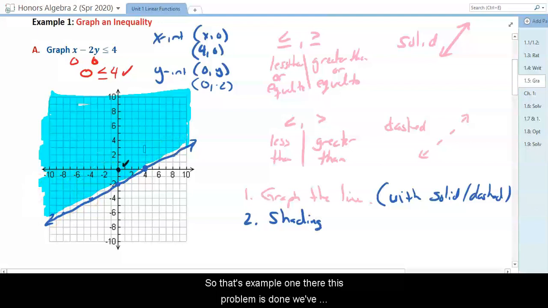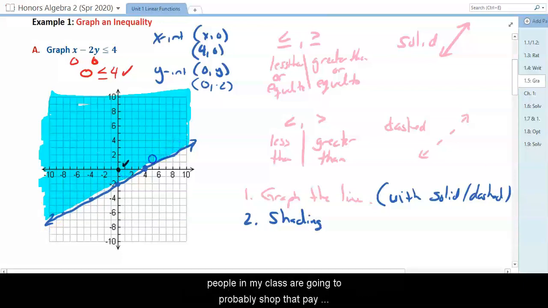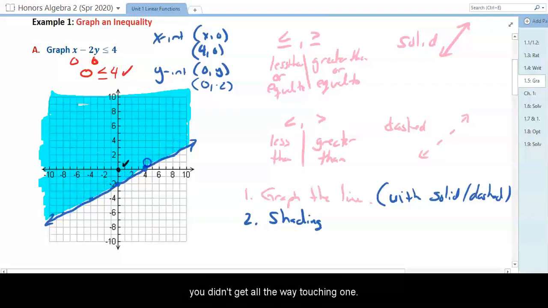Okay, so that's example 1 there. This problem is done. We've graphed the line with the appropriate solid or dashed, which it was solid in this case, and we've shaded our region. And it doesn't have to be perfect. I know some OCD people in my class are going to probably shout that, hey, you didn't get it all the way touching the line. Y'all will be fine.